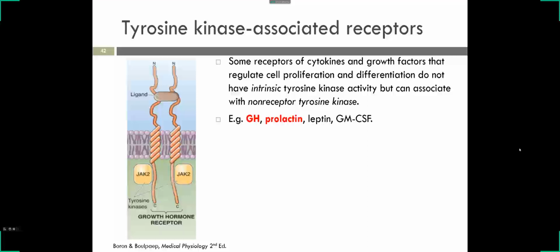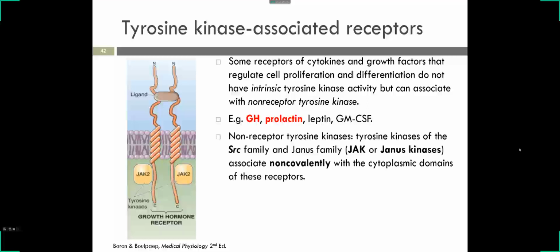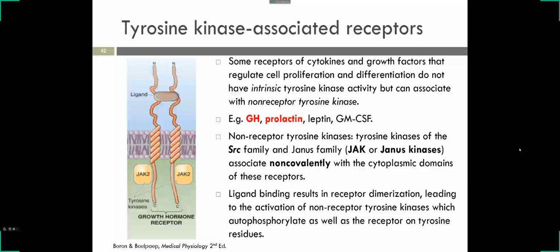Some examples for us, for endocrinology, will be growth hormone, prolactin, leptin, GM-CSF, and some of the important downstream signals are these JAK kinases and SRC. Still, ligand binding can result in receptor dimerization, which leads to activation of these non-receptor kinases.